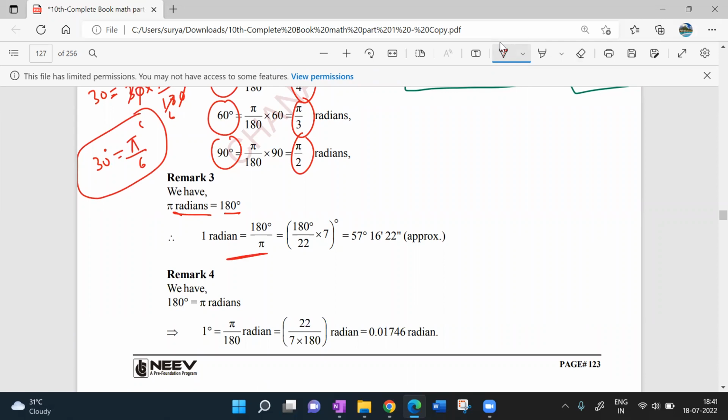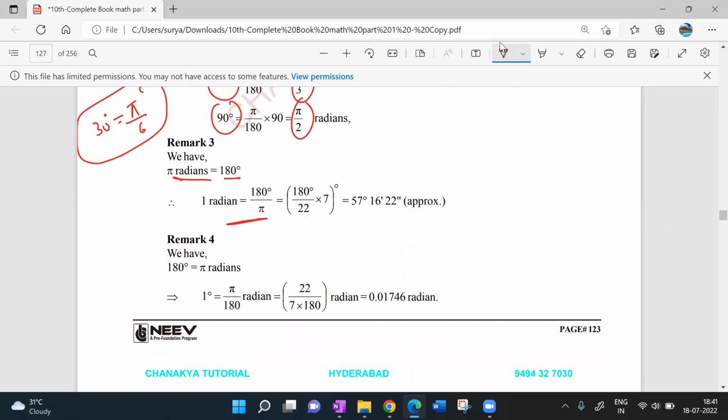Then 1 radian is equal to 180 by pi. So if you calculate this, 1 radian is equal to 57 degrees, 16 minutes, 22 seconds. You need not remember this, but if you solve it, this is what you get. No one should remember this. Nothing will happen even if you don't remember that. But simply make sure that 1 radian is equal to 180 by pi.